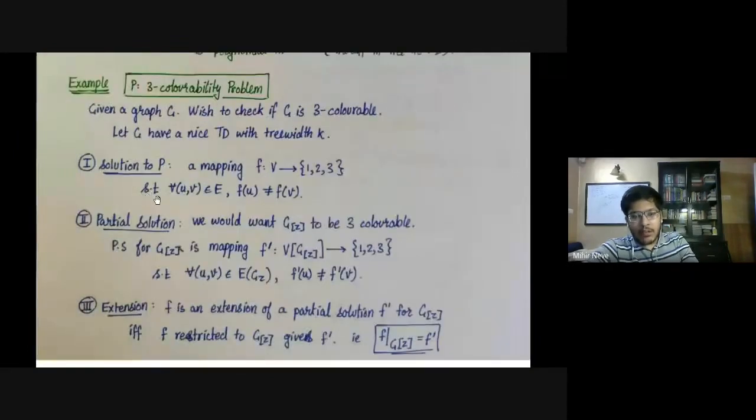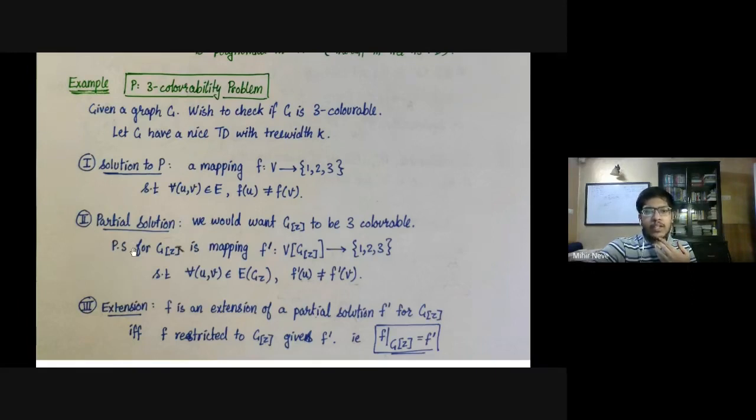Well, what is the partial solution to the problem? Suppose the graph was three colorable and I color it using three colors, and then I look only at the terminal subgraph. I look at this subgraph G_z of G. Then when will I say that this subgraph is three colorable? Well, this subgraph would be three colorable if there is a mapping f' from the vertices of this subgraph to 1 to 3 which satisfies the same property. That is obvious. So we have a partial solution.